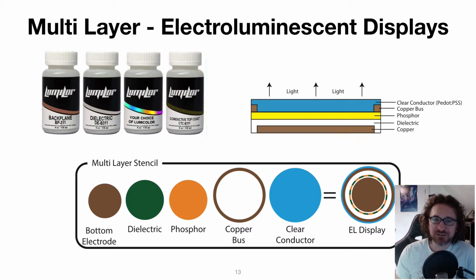And to make sure that there is no shortcut between them, we have to insulate the bottom electrode and the top electrode from each other, which we do with a dielectric layer. And then, as you can see it here in this multi-layer stencil figure, you have then to stack all these layers on top of each other until you then have a functional electroluminescent display.